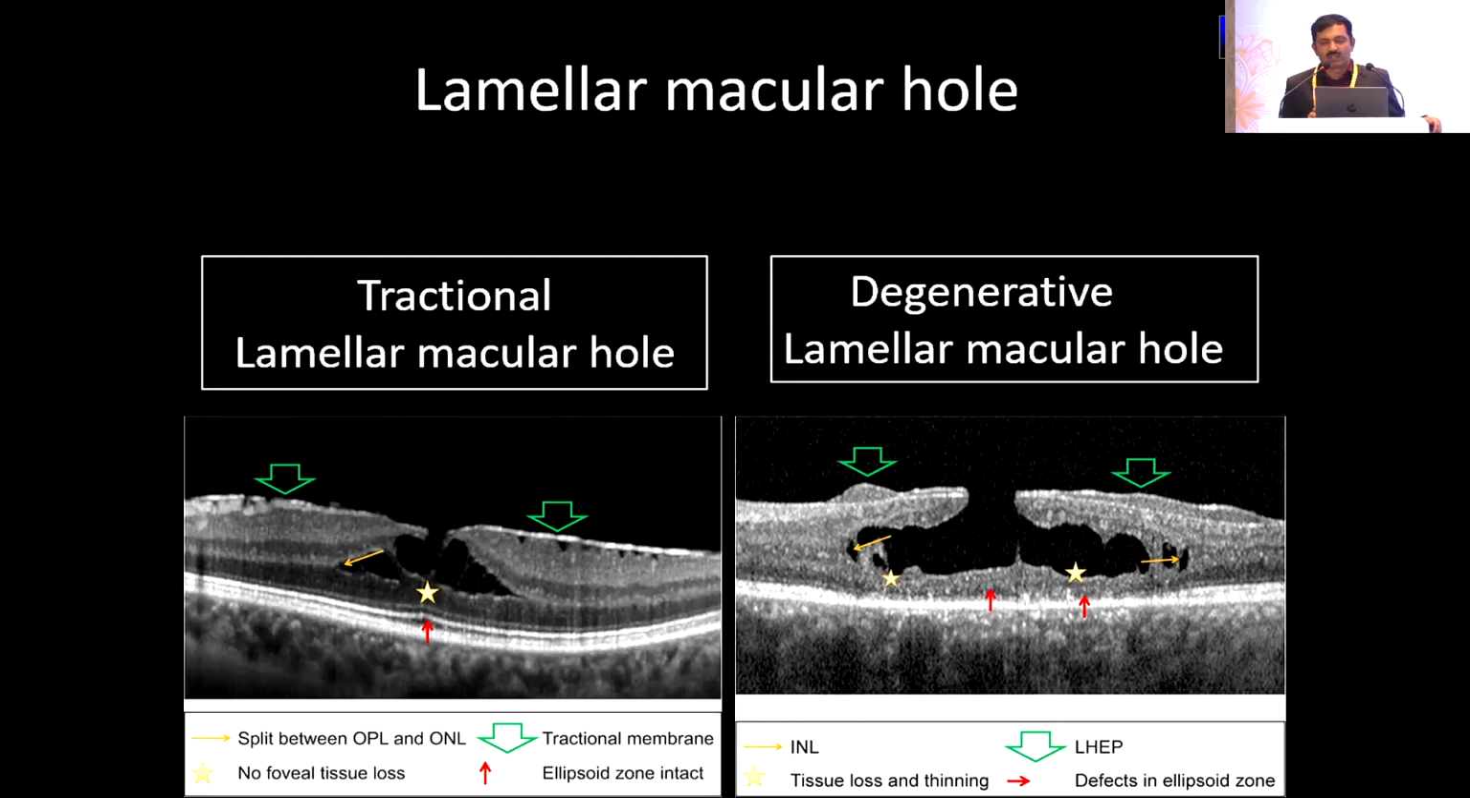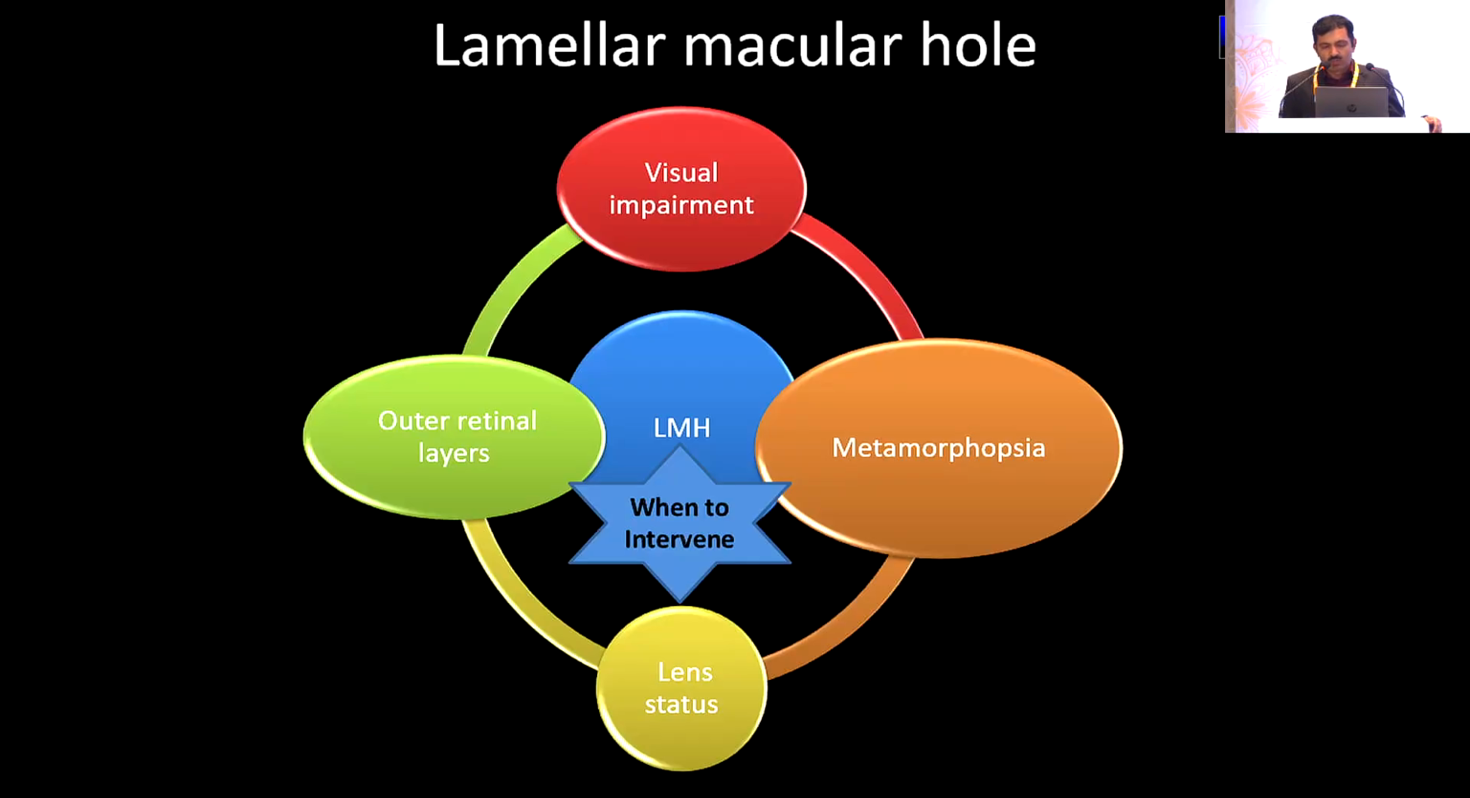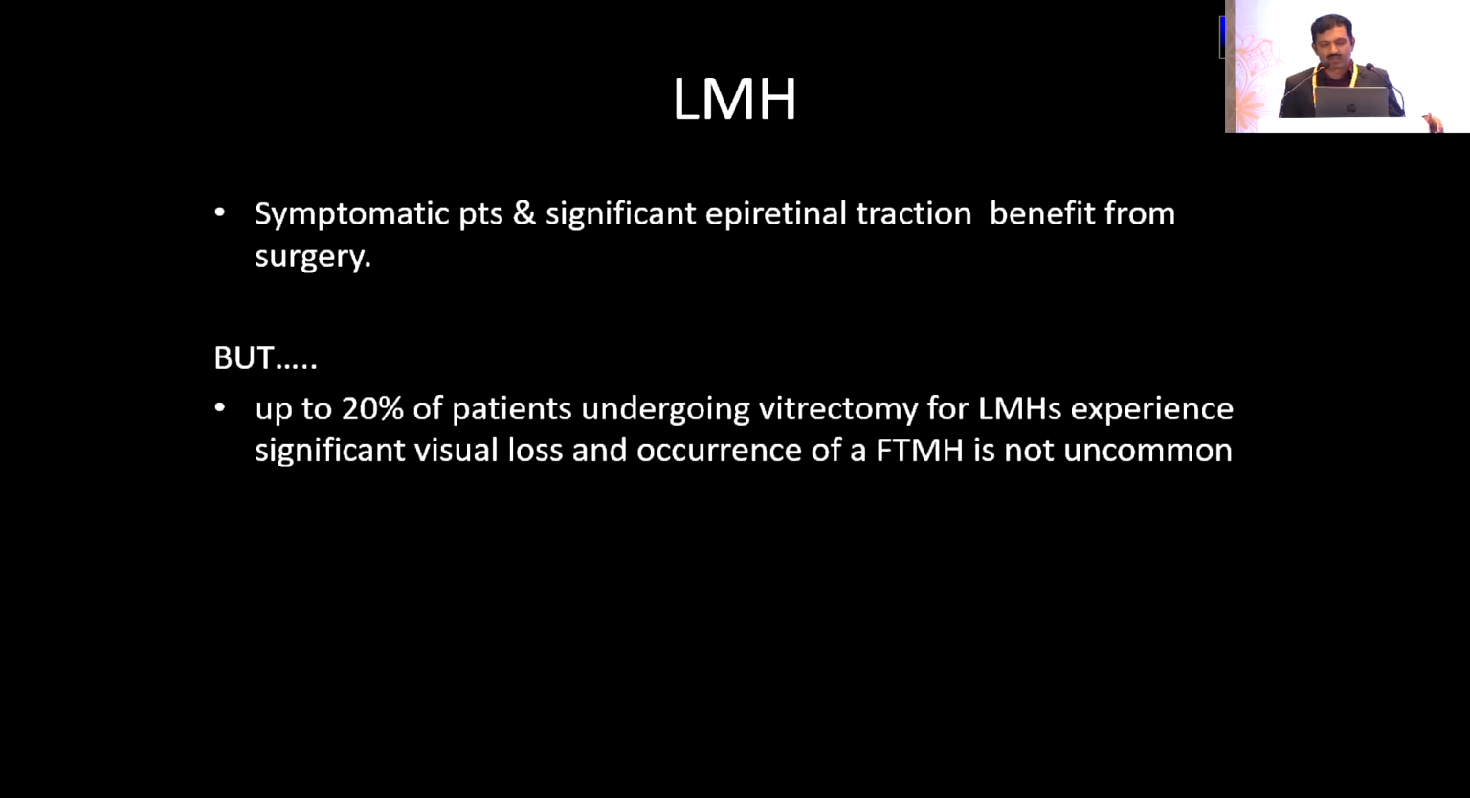Coming on to the next entity in the macula, that is lamellar macular hole. As we know, it could be either a tractional lamellar hole or a degenerative lamellar hole. So, do we need to tackle all lamellar macular holes? Basically, when the patient has visual impairment, outer retinal changes, metamorphopsia, and associated phakic or pseudophakic status, you need to look at the lens status, then we can plan for macular hole surgery.